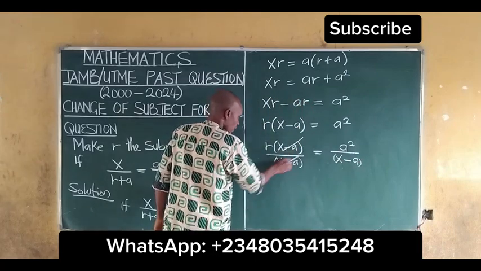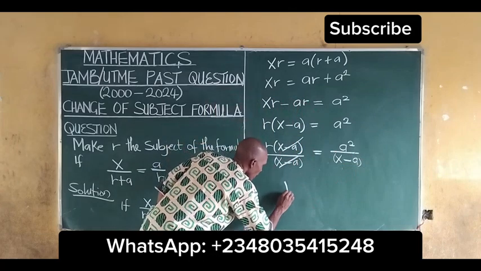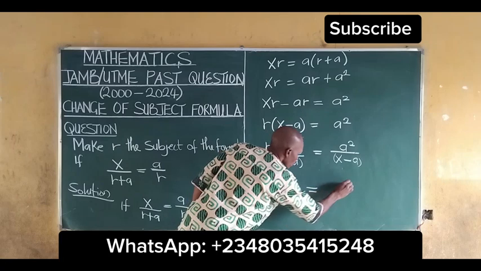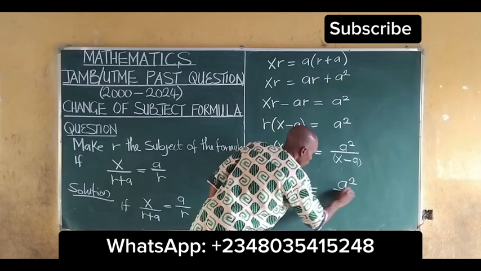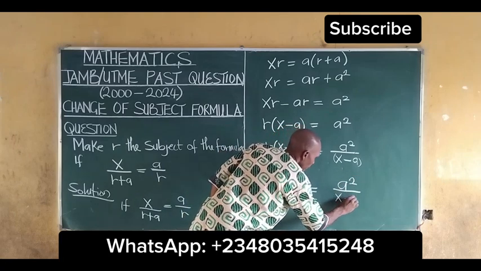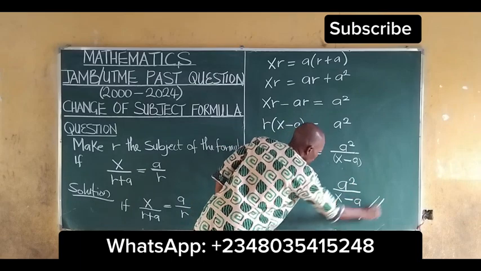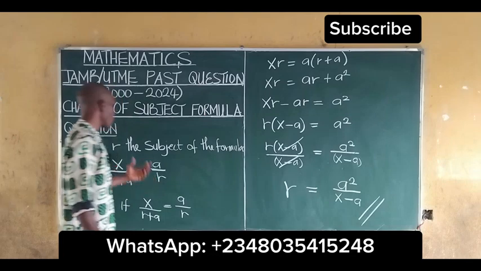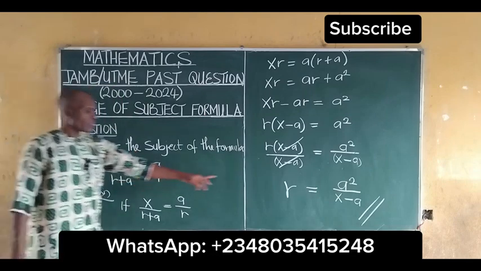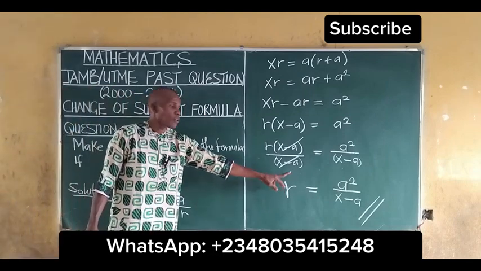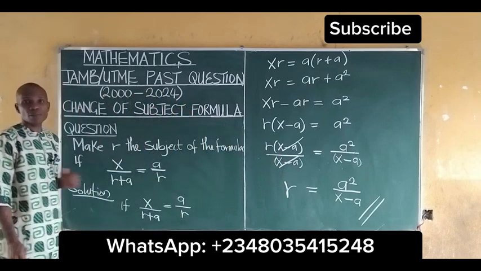Of course, this will cancel this. It then means that our r will be equal to a squared all over x minus a. So this becomes the solution to the given question. This r is now the subject of the formula.